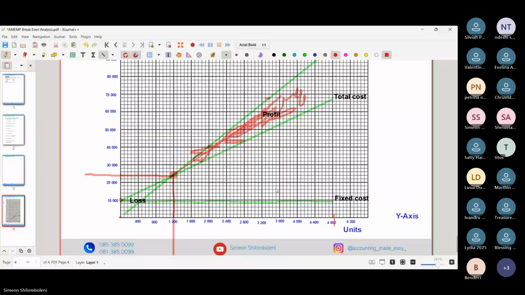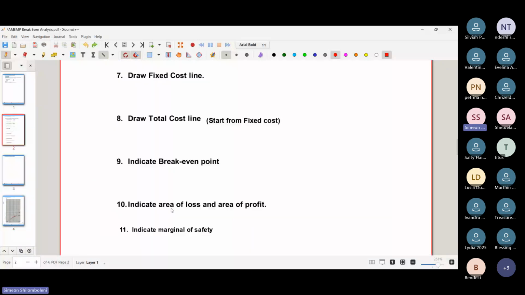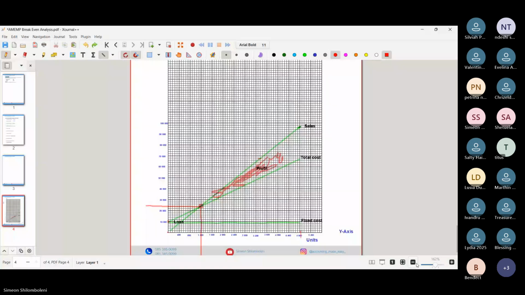Now, do I have any question? Because all the steps are now done here. Indicate area of loss or profit, indicate break-even point, indicate margin of safety. Do I have a question? Everything is clear.